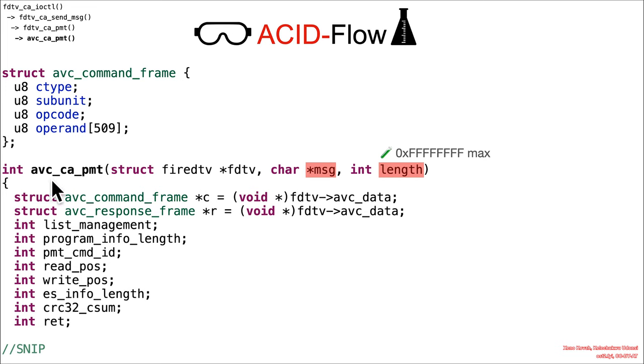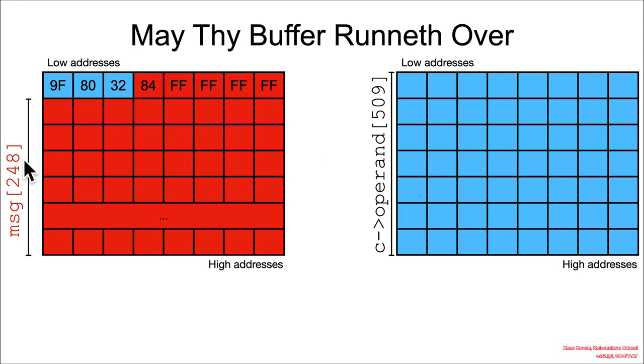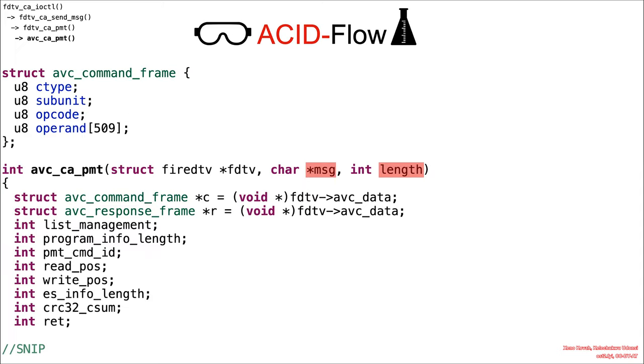All right, now in AVCAPMT, the length is interpreted as a signed value, which probably is not the programmer's intention, but oh well. So now the message at this point has been moved forward by that data position, and so now there's only effectively 248 bytes left of the 256 byte buffer that had been sent from user space to kernel space. Now it is going to be copying data from this attacker controlled buffer into this C operand, which is a maximum of 509 bytes. So obviously neither of these are to scale.